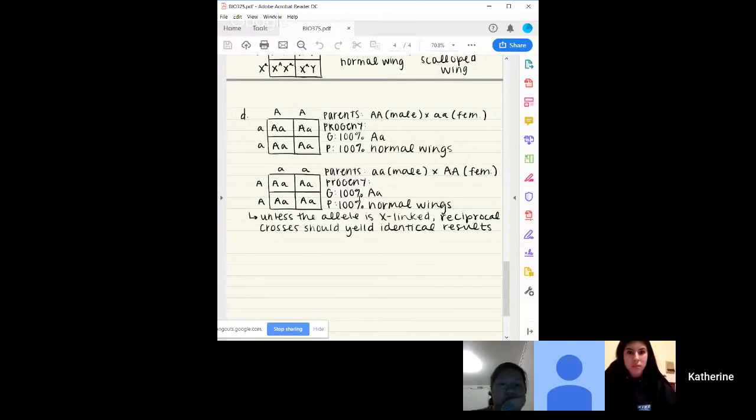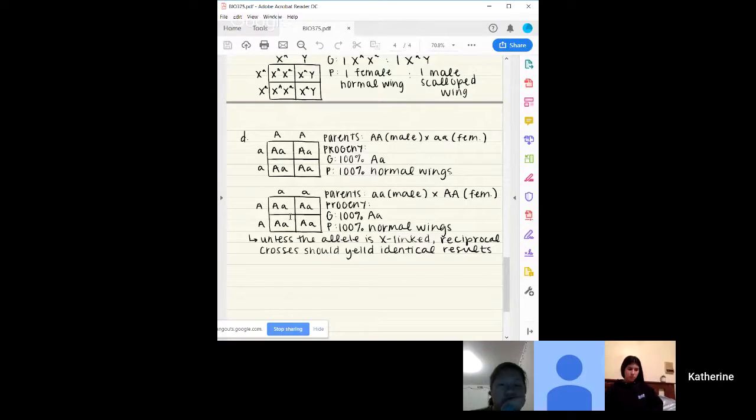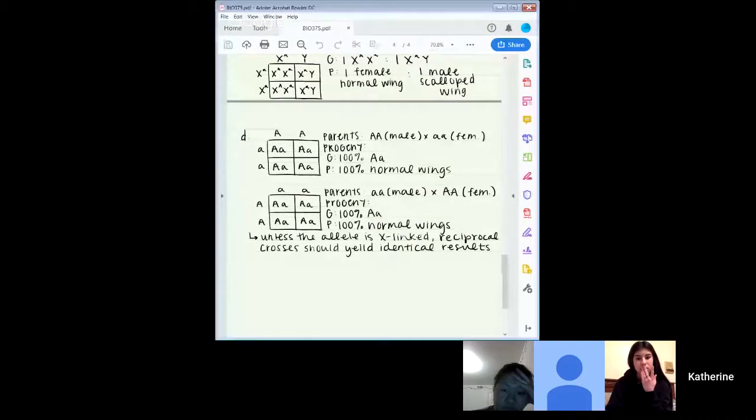Wait. So, okay, maybe I'm still confused on reciprocal crosses. So when you do a reciprocal cross, you switch the dominants to recessives and the recessives to dominants? Yes, and if gender is involved, you switch the gender. And the point is to see if it affects, or if it's on a sex chromosome or a regular chromosome, right? Yes. Okay. Here, let me pull up the teacher's notes.